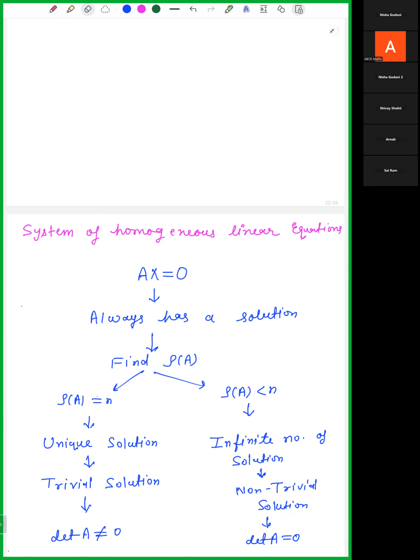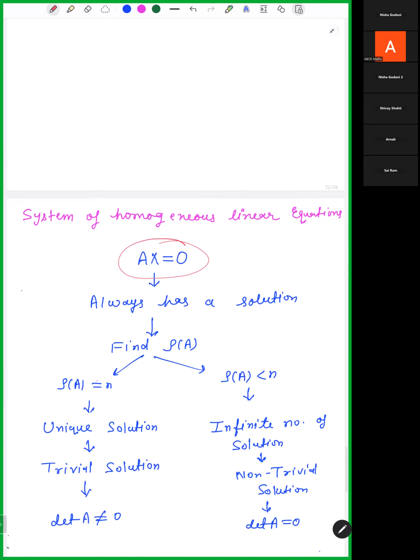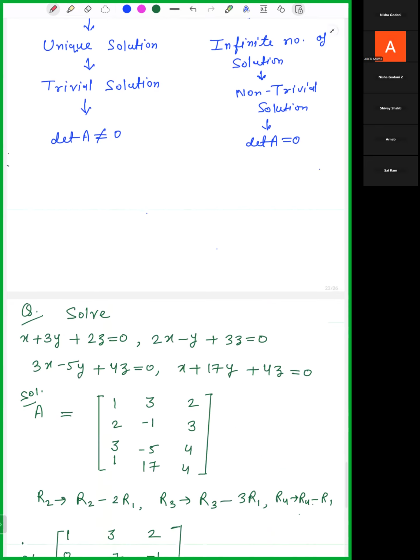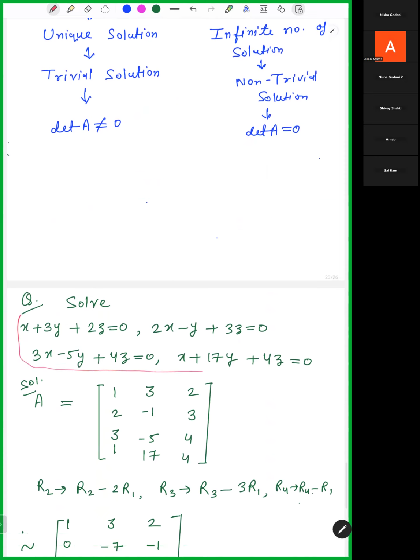So let me complete this now, the homogeneous linear system. In a homogeneous system, you have all zeros on the right hand side. Now see, this homogeneous system always has a solution. Always. Why? What will be that solution? See, if I have written here 4 equations in 3 unknowns, can you tell me directly the value of x, y, z that will satisfy all these equations?